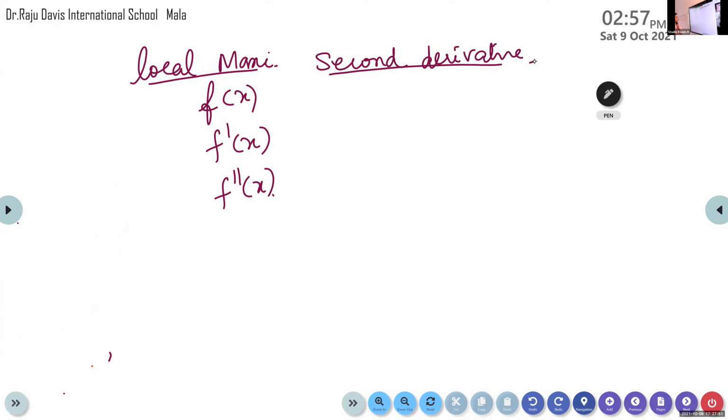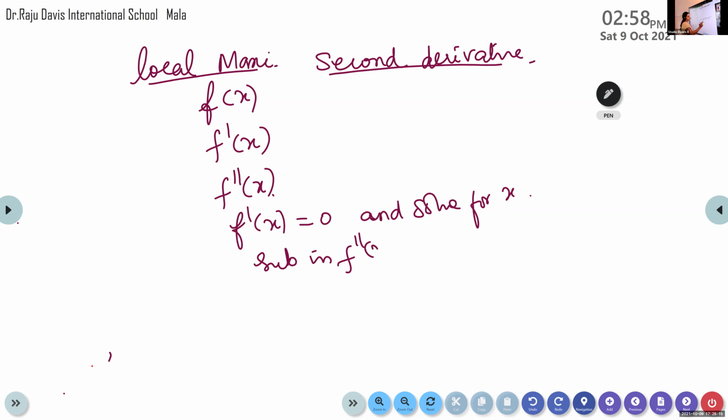Second derivative means we differentiate it twice. Then what will you do? We will equate f dash of x to 0 and solve, and we find x. We solve for x, where f dash of x is 0. That is called the critical points. You are finding the critical points. After finding these critical points, what you have to do? Substitute them in f double dash of x.